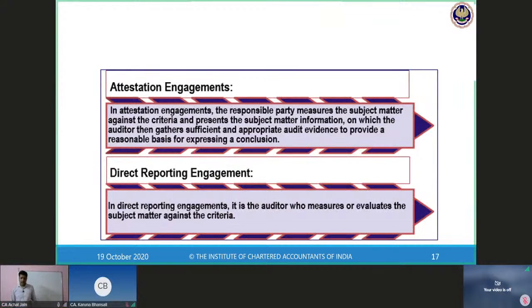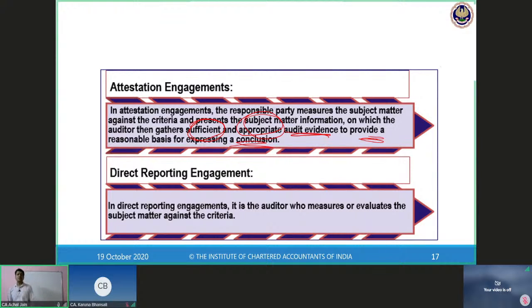Now in case of attestation engagements, the type of report given will be the attestation report. In this case, the responsible party measures the subject matter against the criteria and presents the subject matter information, on which the auditor gathers sufficient appropriate audit evidence. Can you see this? The auditor gathers sufficient appropriate audit evidence. Why? So that he can provide a conclusion or reach a conclusion.